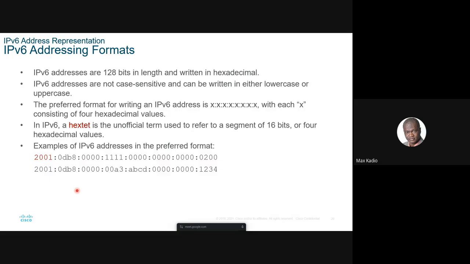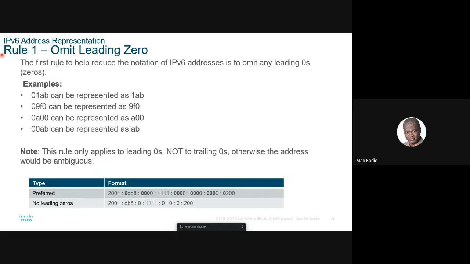Now, sometimes you have too many zeros, and we have some rules to remove them. We have 2 rules. Rule number 1, how to omit leading zeros. For example, here you have 0, 1, you can remove a 0 and keep it like that. Only leading zeros, not behind, but in front. Check this one, and also check down here: preferred and no leading zeros. We remove leading zeros. So check this example and down here also.